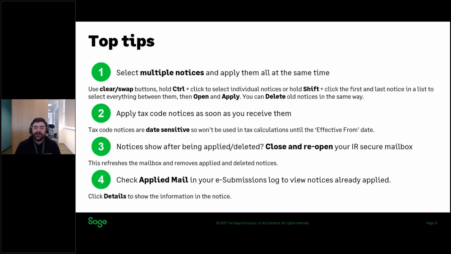Which was a bit of a spoiler for tip four. Check the applied mail folder in your e-submissions log to view notices already applied. So it's the applied mail tab, I should say, and then you can see the full details of the notice if you select it in that list and click on the details option.